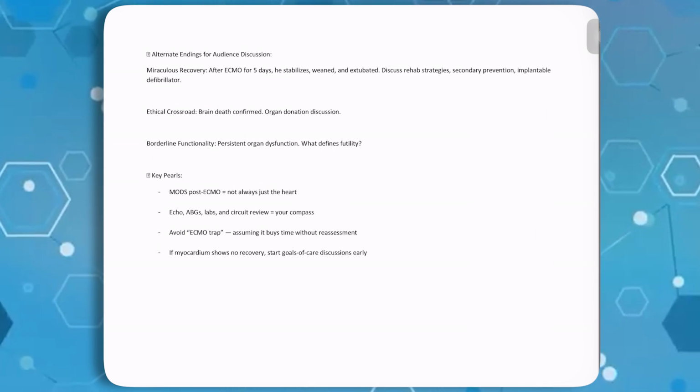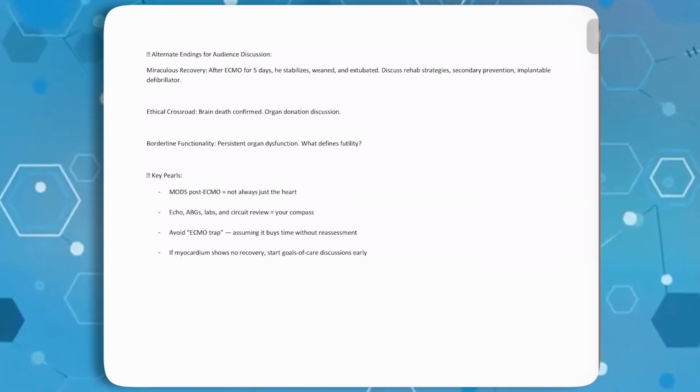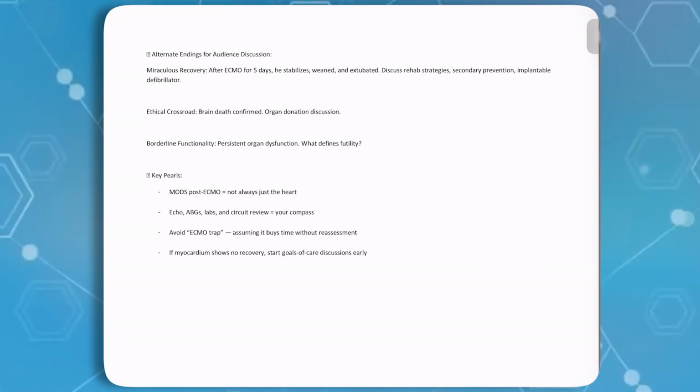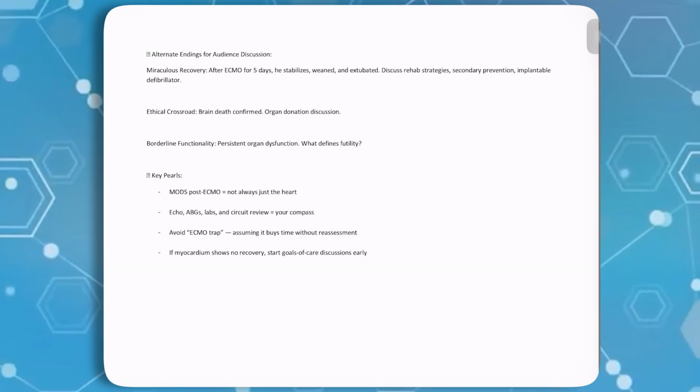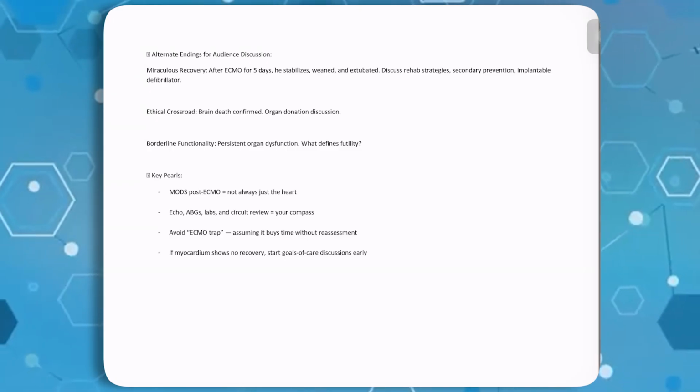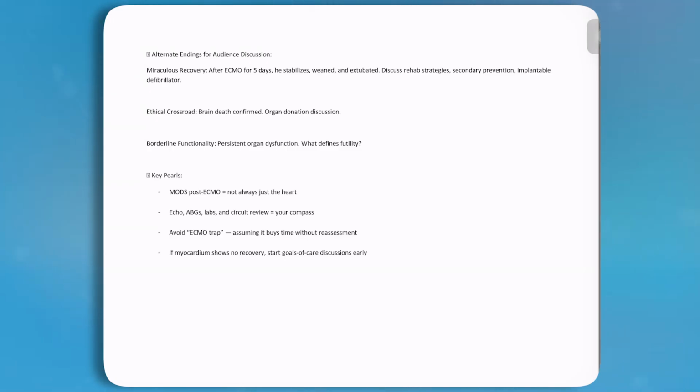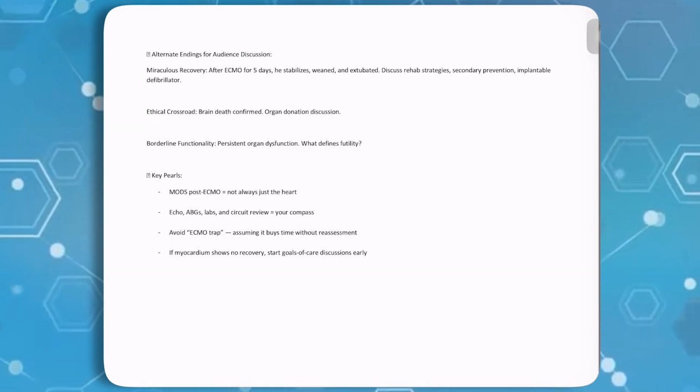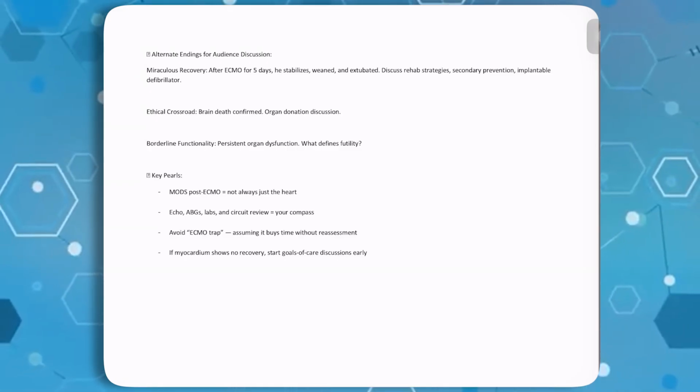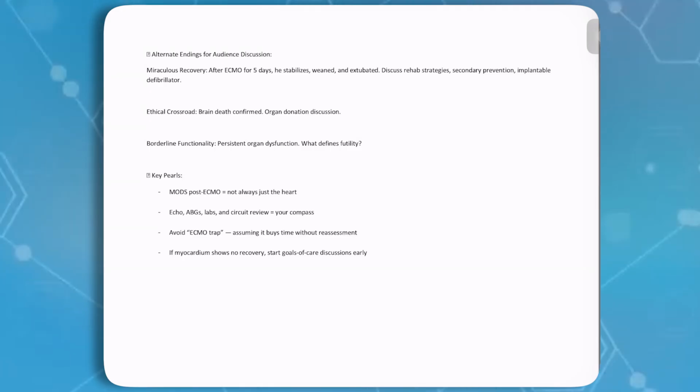Or you can reach an ethical crossroad where the patient has been confirmed brain dead with all the MODS, or maybe organs are stable and you discuss organ donation, or borderline functionality, persistent organ dysfunction, but the patient is not recovering. What defines futility? I will leave you with these questions.